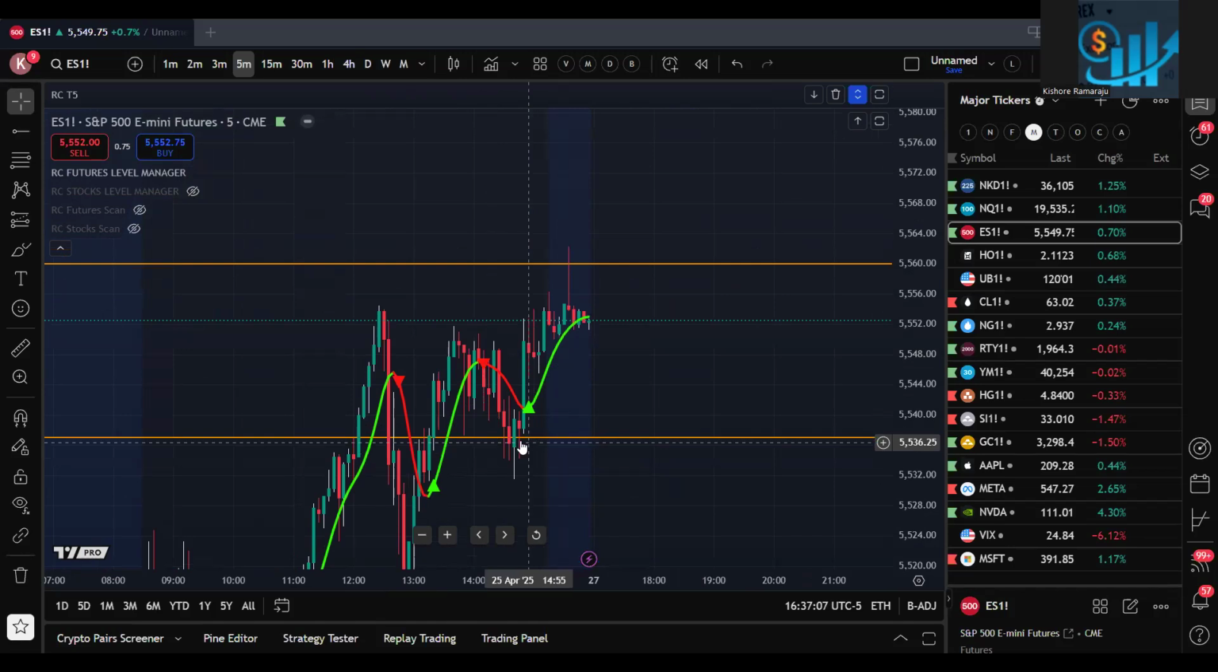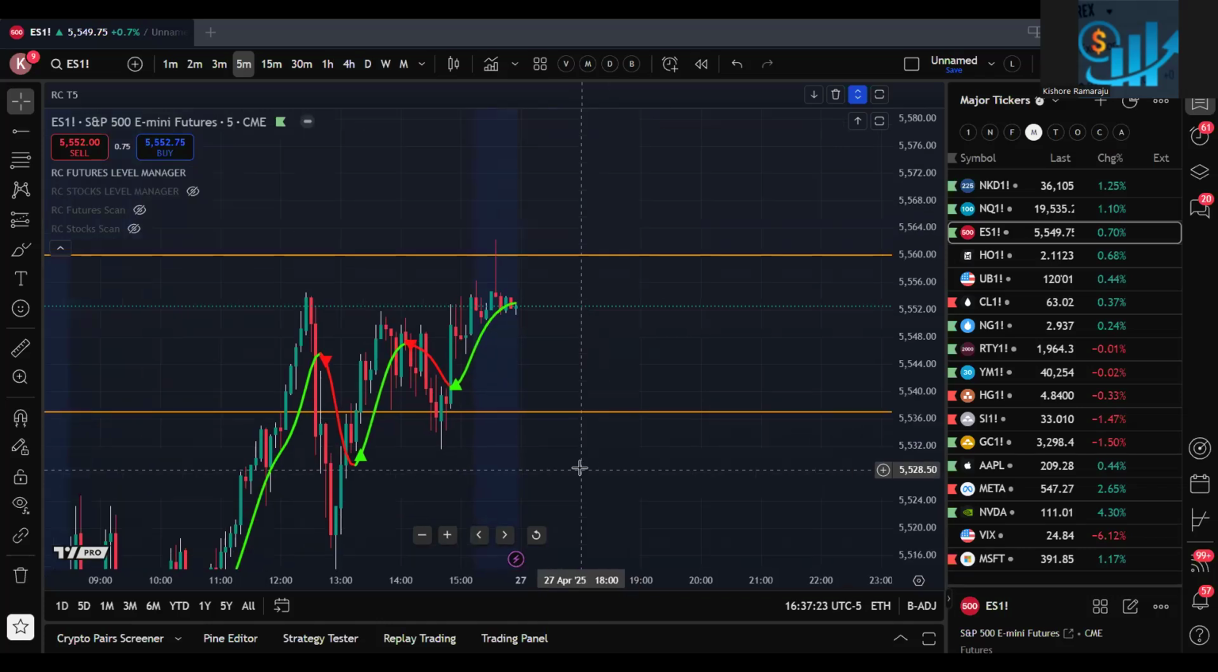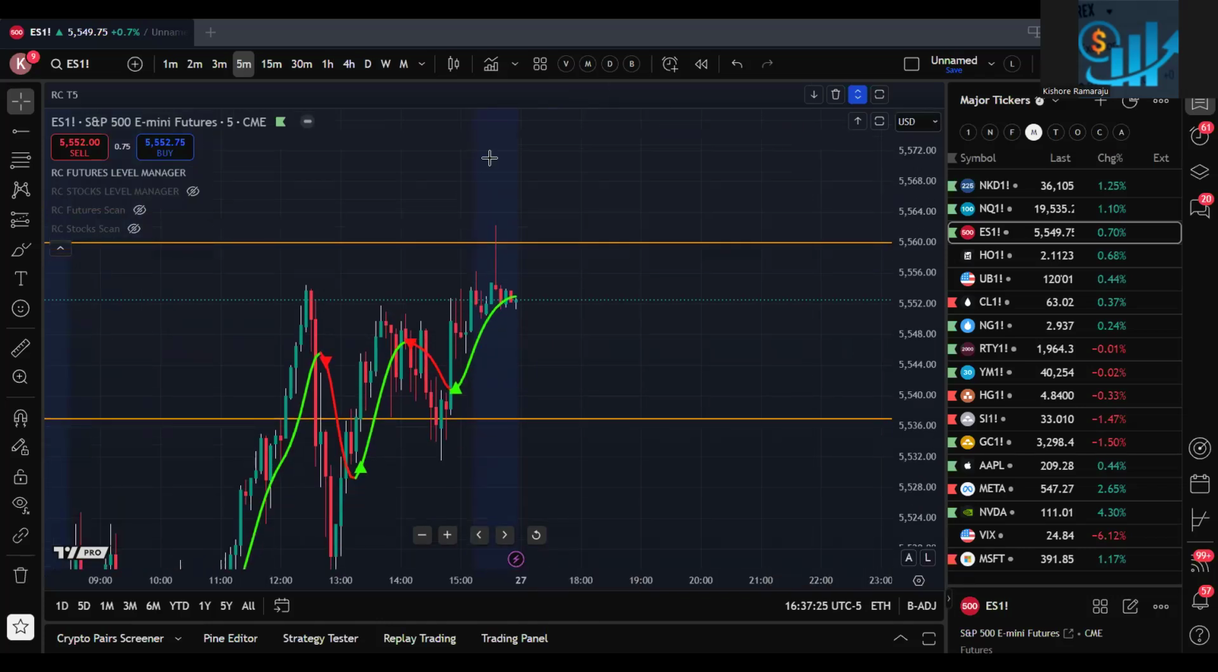Suddenly it came here, but it was not able to break it, right? You can see the wick came down, but the body did not come below this line. Immediately price bounced all the way from 55.37 to 55.60 on Friday in the last 30 minutes. So yeah, please let me know if anyone has any questions.